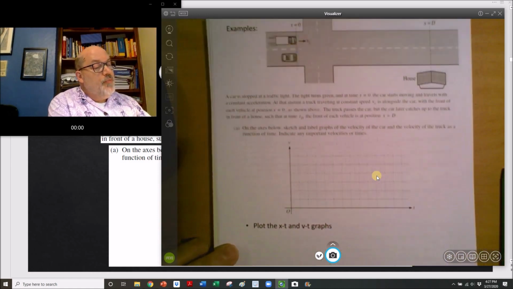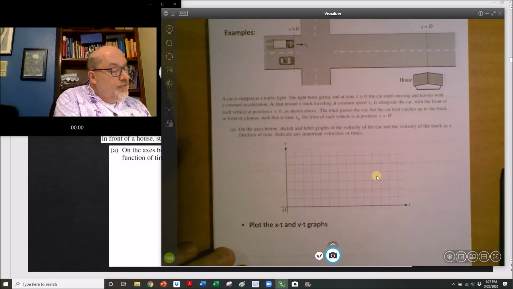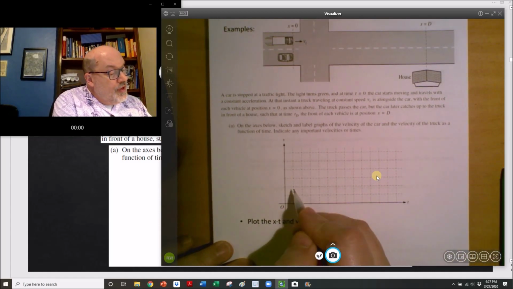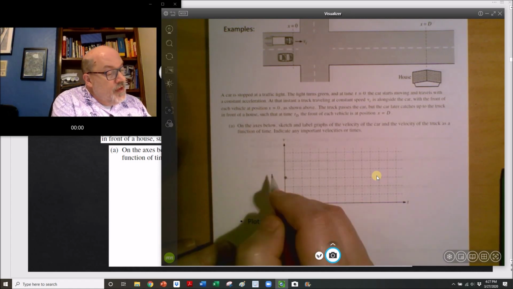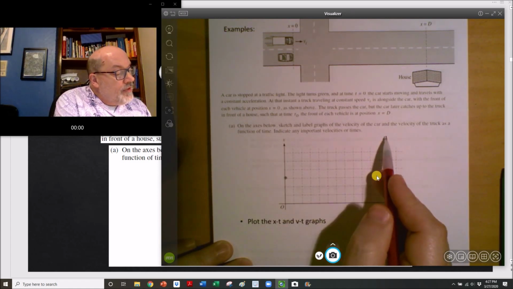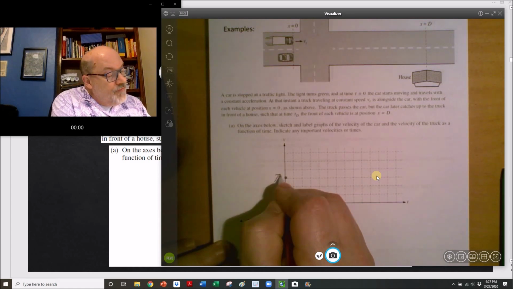So now let's go up here and do our graphs. So our truck starts here at some velocity. It says to make sure you label it. So here's T for truck.